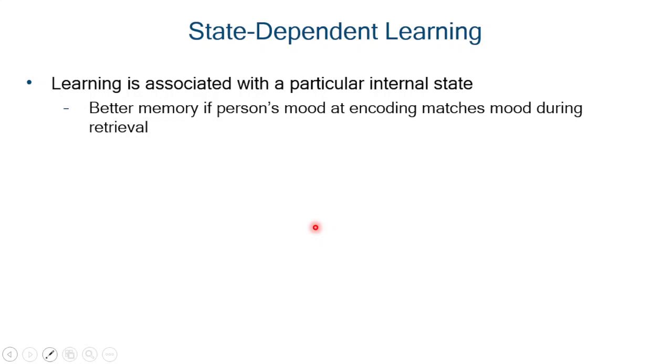Kasi nga, again, proven by studies, memory is better if the mood of the encoding matches the mood during retrieval. So, dahil nga nangyari yon, nagalit siya nung nangyari yon, tapos may ginawa ka ulit, nagalit na naman siya. So, inalala niya na naman yung pagkakamali na yon. So, yan. That's a good explanation for this.